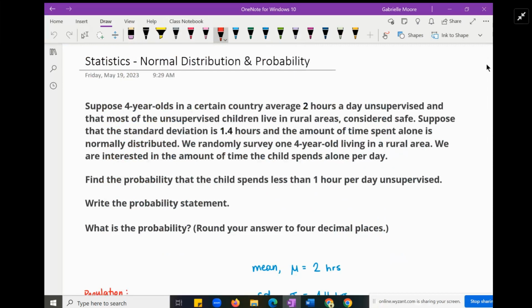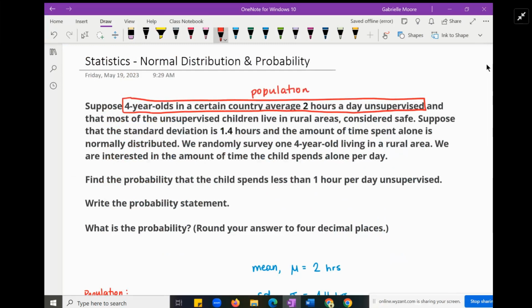All right, let's take note of some things because you do want to be aware of the context and the information provided. So it says in the very beginning, which is usually the case, in the first sentence, 4-year-olds are being studied basically in a certain country. And it's either the assumption or maybe it is the case that 4-year-olds usually spend about 2 hours a day unsupervised. So maybe this is information gathered from a lot of different people in that country. So we're going to call this the population.